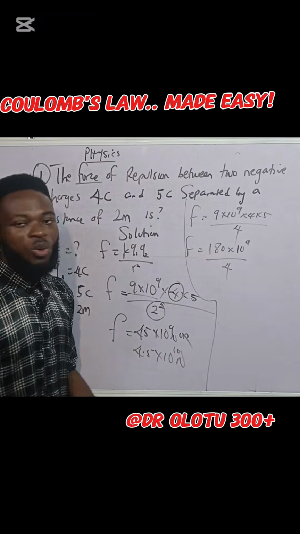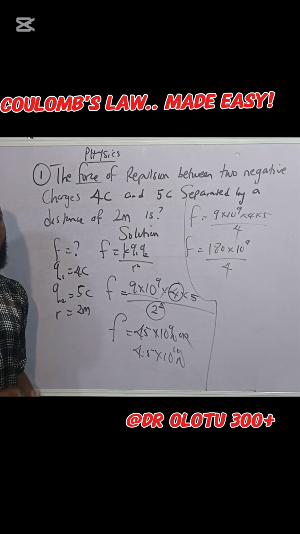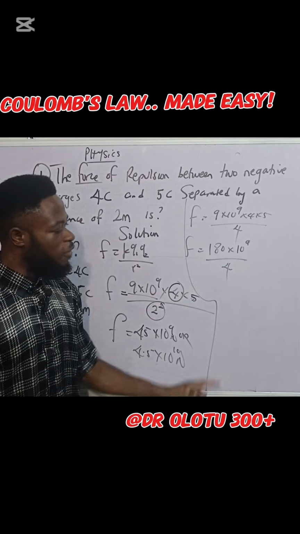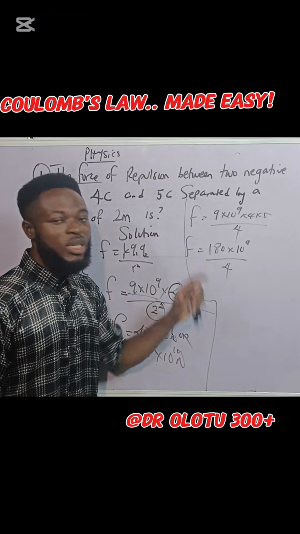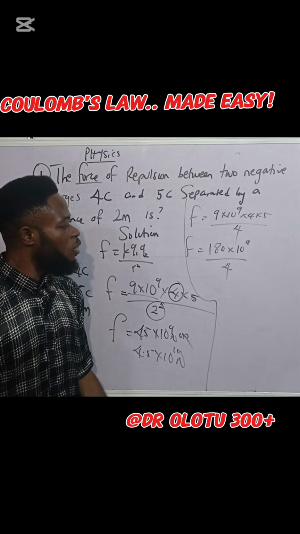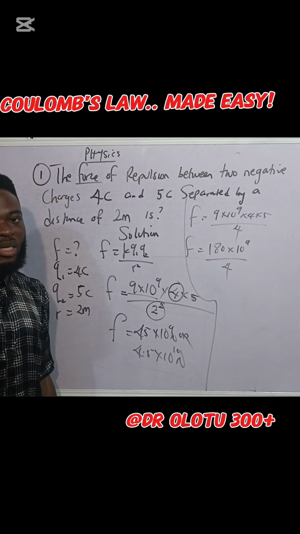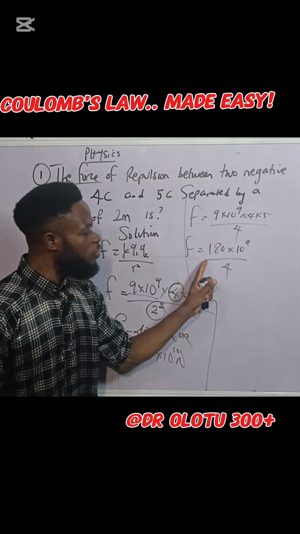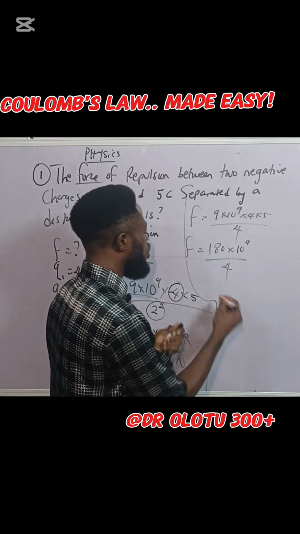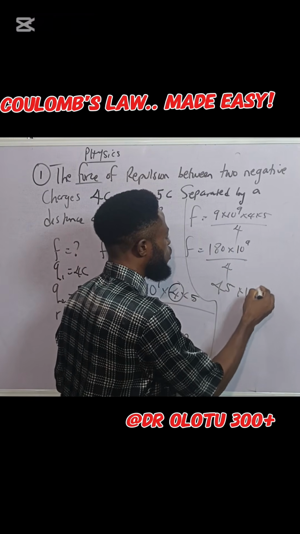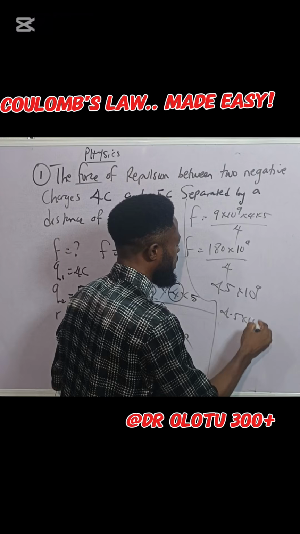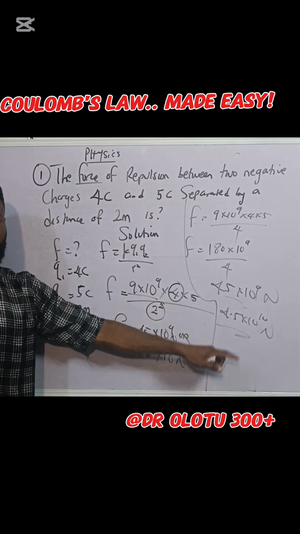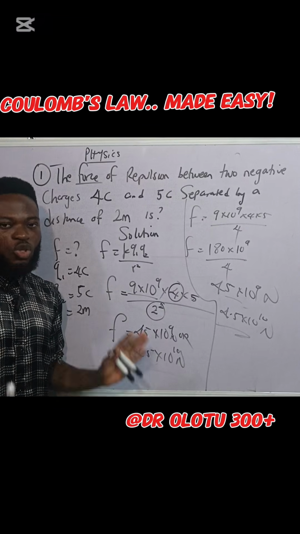Can 4 go into 180? That's the next question. You start by asking yourself, can 4 go into 80? Yes, 4 can go into 80. 4 into 80 is what? 20. What about 4 into 100? You get the point now. 4 into 100 is what? 25. What is 25 plus 20? 45. So the answer becomes 45 times 10 raised to power 9 or 4.5 times 10 raised to power 10 Newton. This is your answer. You either pick this or you pick this. That is how it is solved.